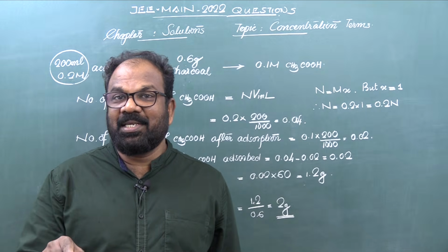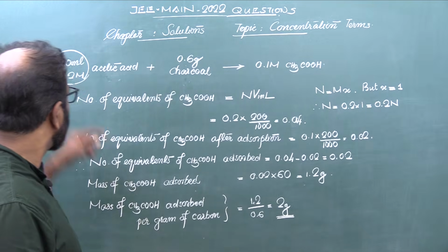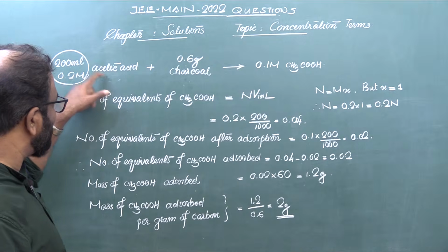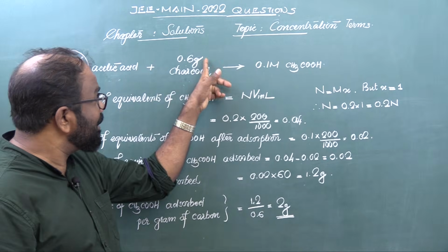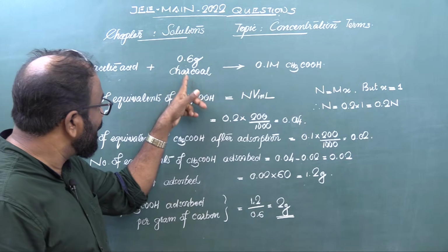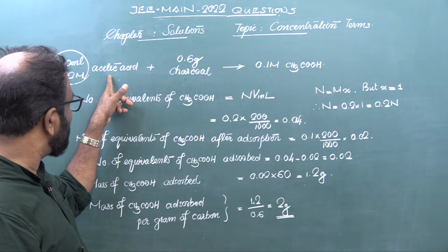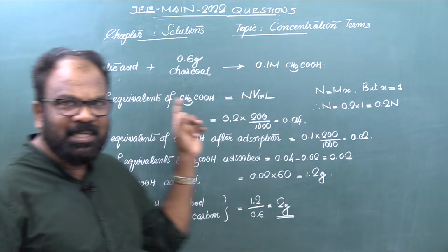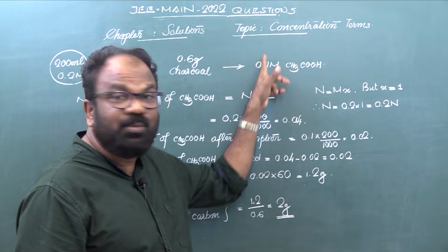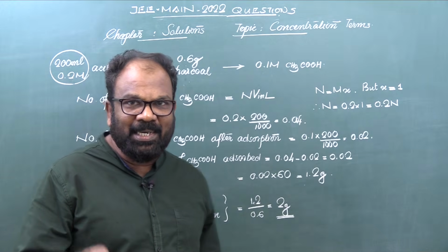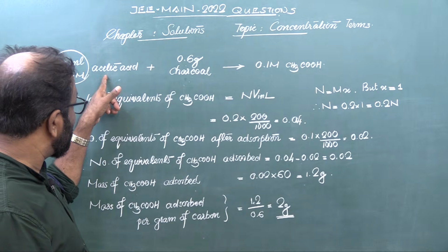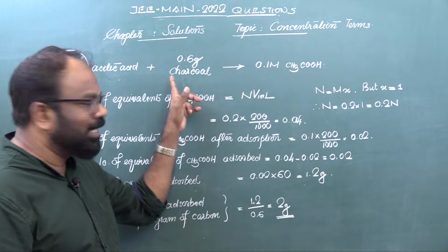Listen please, this question can be simply represented as 200 ml of 0.2 molar acetic acid is shaken with 0.6 gram charcoal. Then this charcoal will adsorb some amount of acetic acid from this solution and the concentration is reduced to 0.1 molar. Then we need to calculate the amount of acetic acid adsorbed by 1 gram of charcoal.